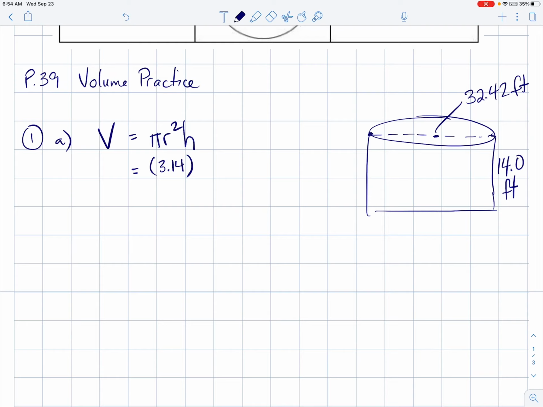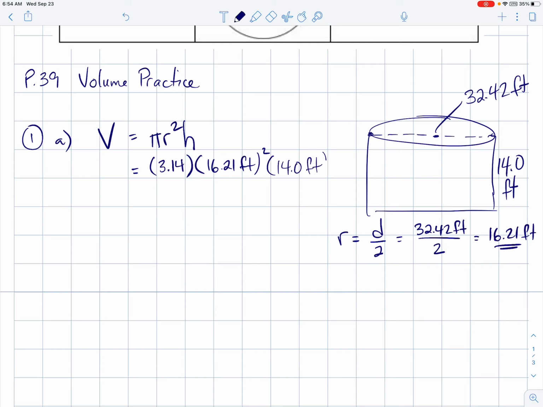Now I need the radius, but the picture doesn't give me the radius. It gives me the diameter instead. So what I'm going to do is show my work over on the side, and I'll say that the radius is 1/2 of the diameter, or the diameter divided by 2. So now I'll show my work with the numbers put in. This is 32.42 feet divided by 2. And that's going to be 16.21 feet. So there's my radius. Now I can put that back into the formula where we were finding volume. So times 16.21 feet squared, and then we multiply by the height, which in the picture is 14.0 feet.